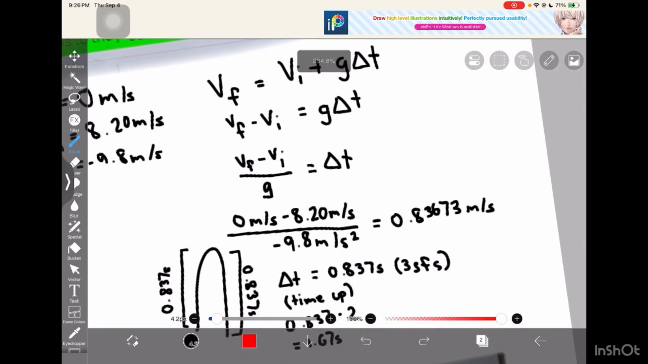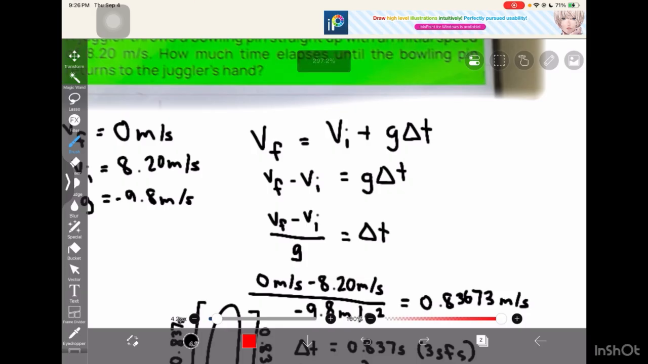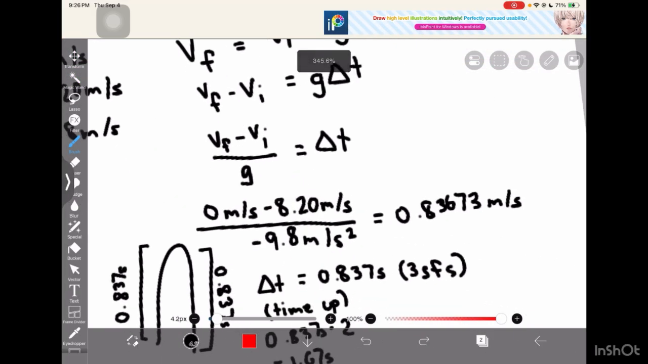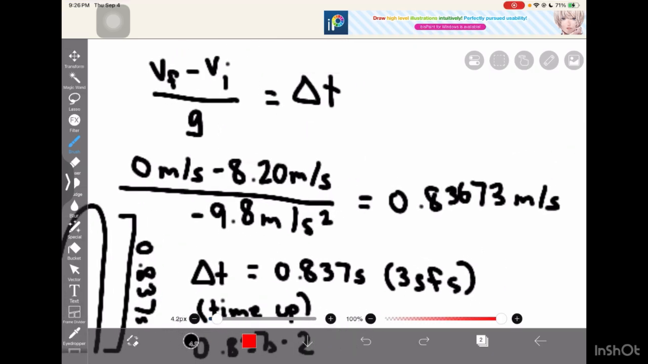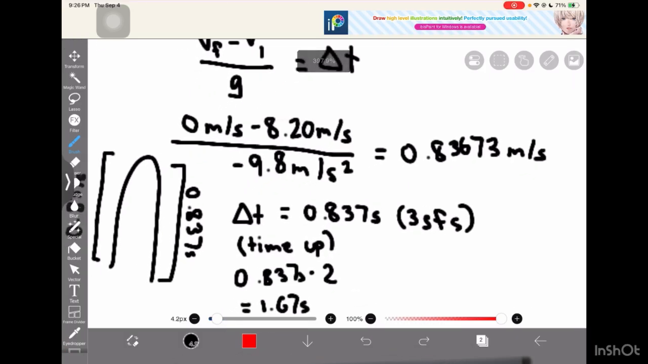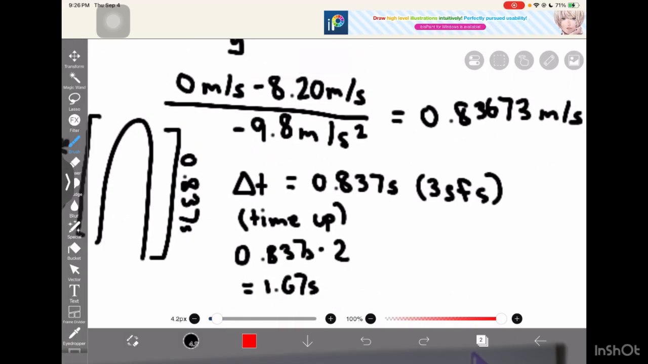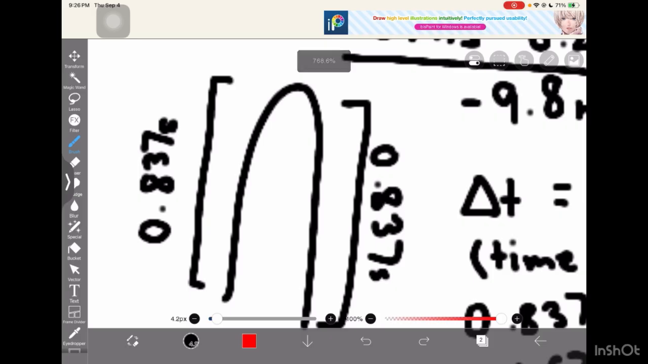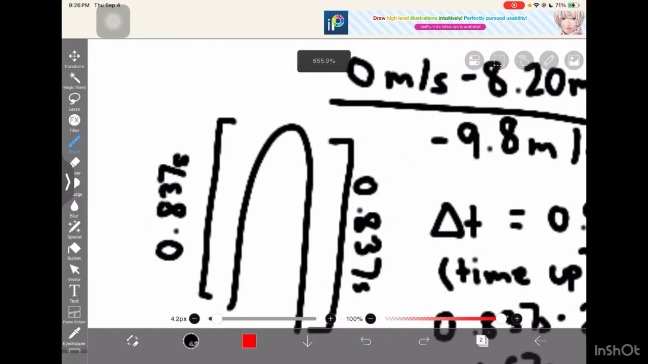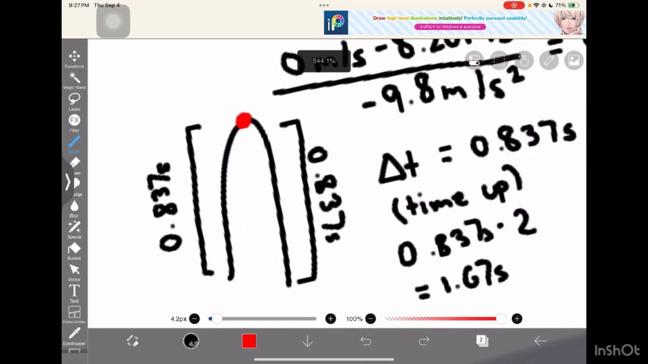So we use this formula because we have V sub F, V sub I, and G. So we can derive for T using this derivation method. Then after substituting in the values, we get an approximate value of 0.836, which to 3 SFs is 0.837, but that's our time up, because our V sub final is also 0 meters per second. It's not moving anymore because it's affected by gravity.